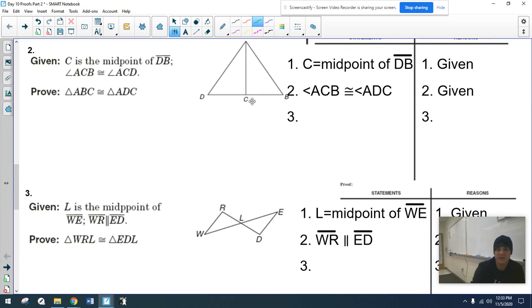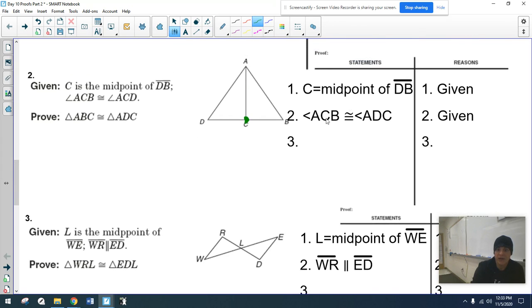So it says C is the midpoint of DB. That'll help me for step 3. And then angle ACB, which is right here, is congruent to angle ACD, this one right here. So that's my given stuff. Use the other given that hasn't told me anything yet.